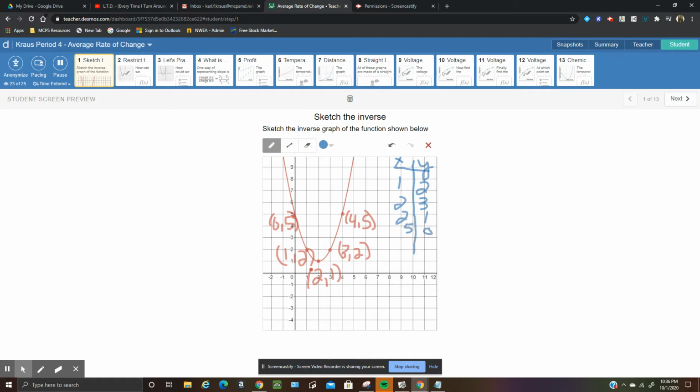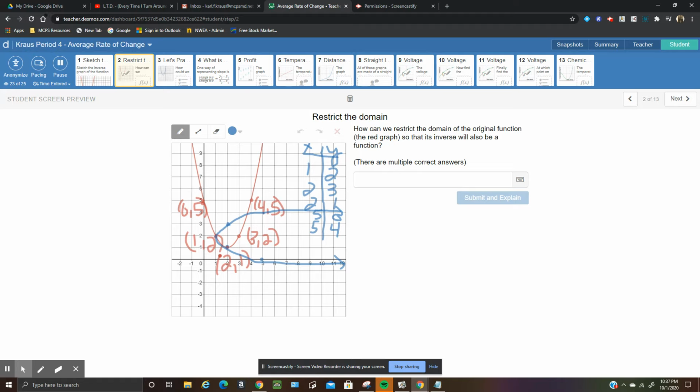And then how can we restrict the domain in the original? So the inverse is also a function. So right now, this is not a function because if I do the vertical line test, I hit more than 1 point. And this also, you can see in the table that there's repeated x values. So there's not a unique y value for every x value. For 2, there's both 3 and 1, and for 5, there's both 0 and 4. So if there's repeated x values in the table of values, it's not a function.